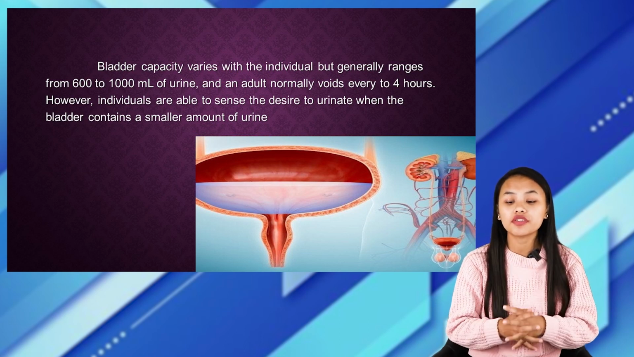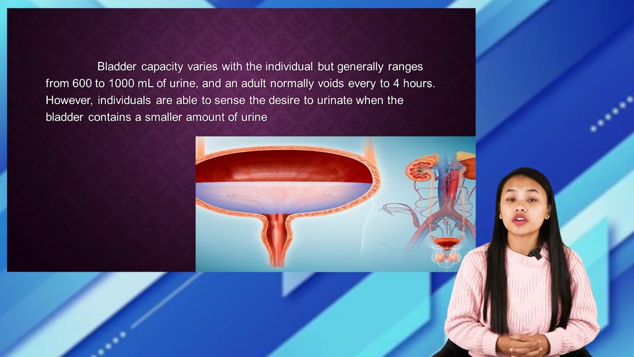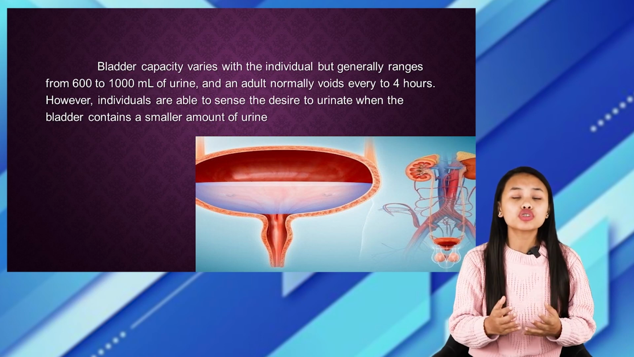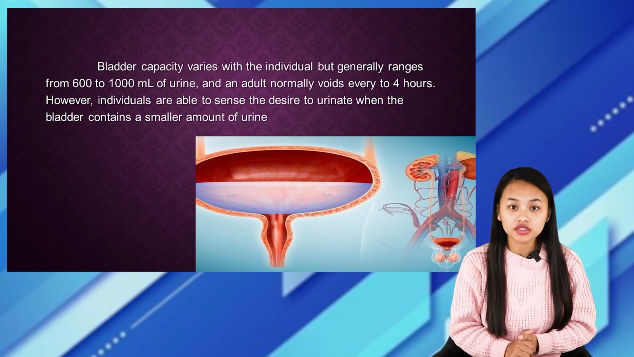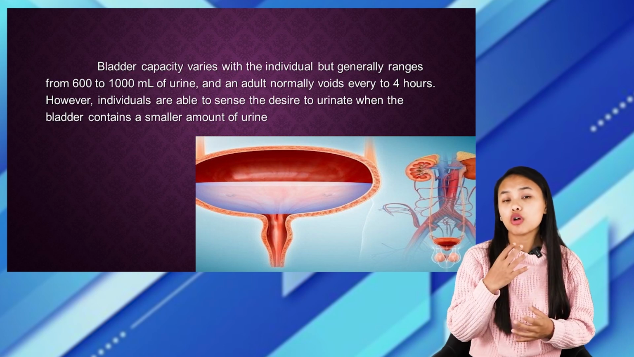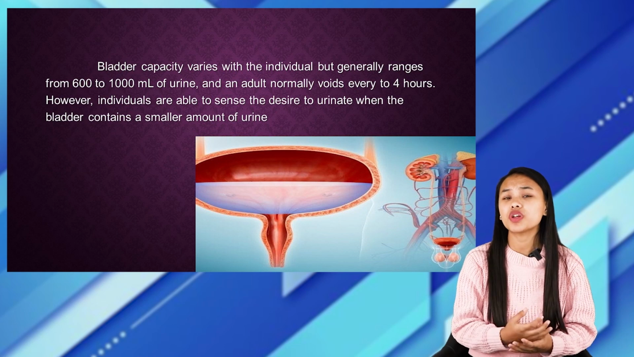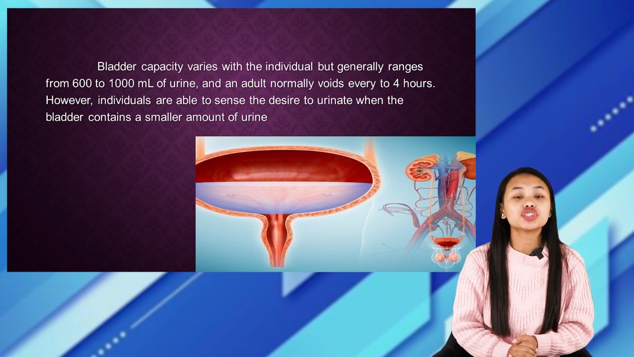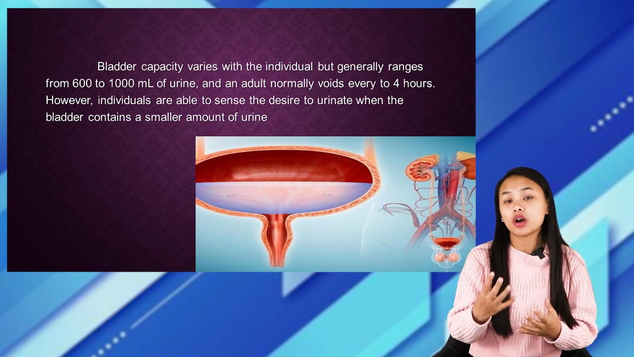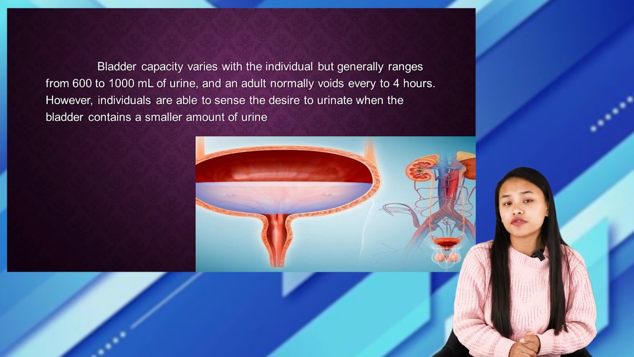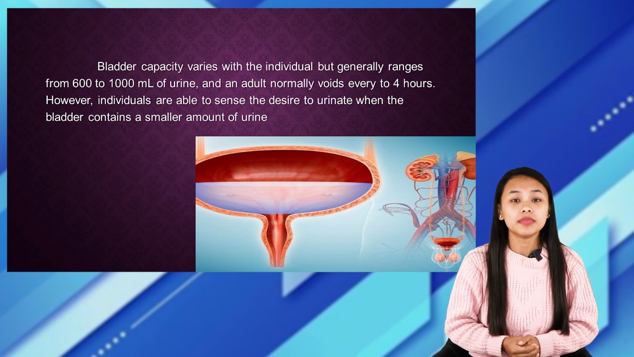but it would generally range from 600 to 1000 milliliters, and an adult will normally void every 4 hours. However, an individual will be able to sense the desire to urinate even when the bladder contains just a small amount of urine, which can range from 150 to 200 milliliters, and for a child it can range from 50 to 100 milliliters.